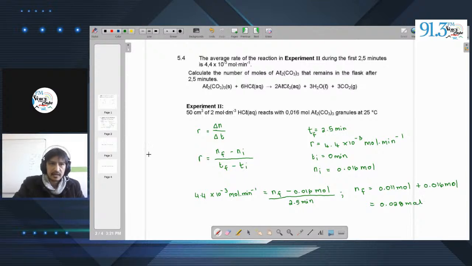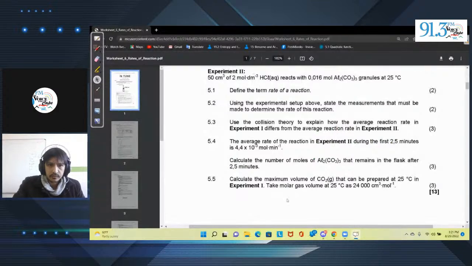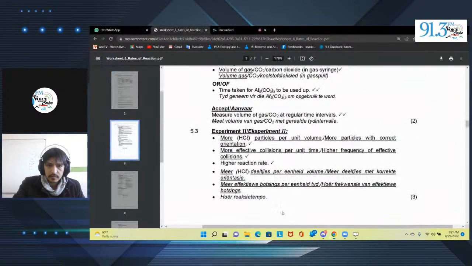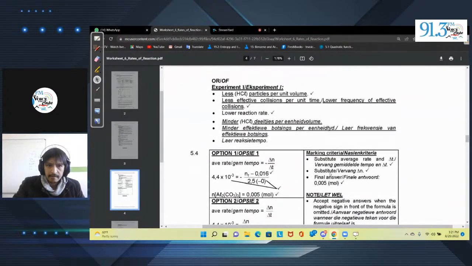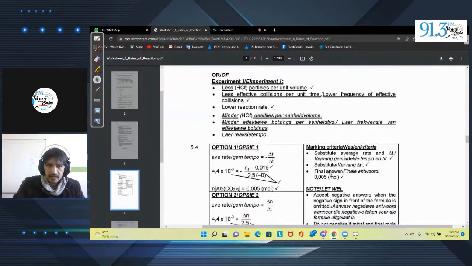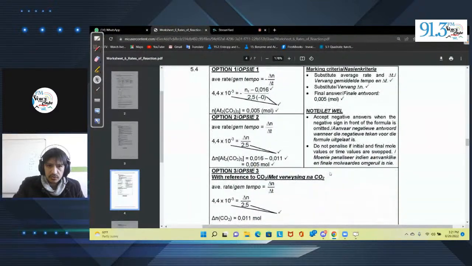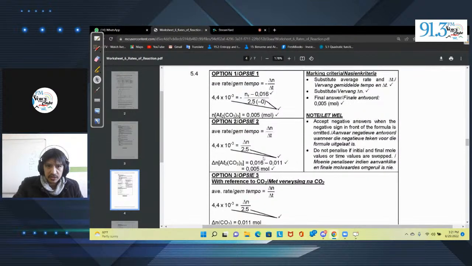Right, and let's see if this is the correct answer. Let's double check. Okay, scroll down. And did I leave something out? Oh, yes, it's the difference. Oh, my apologies. I was supposed to go 0.016 subtracted from 0.011. Yes, I made a slight error with my calculations.